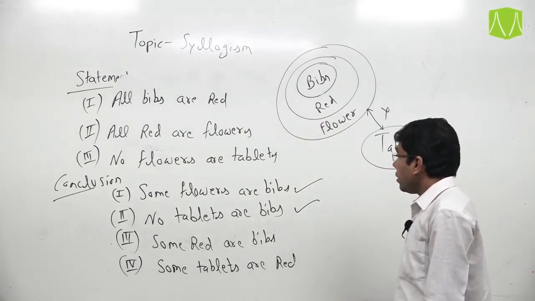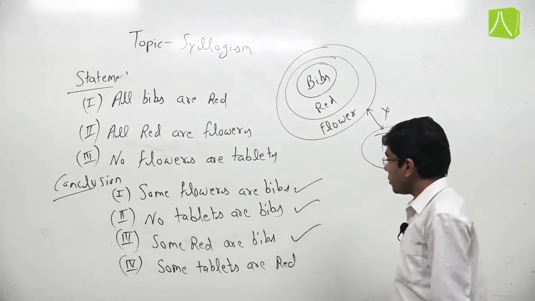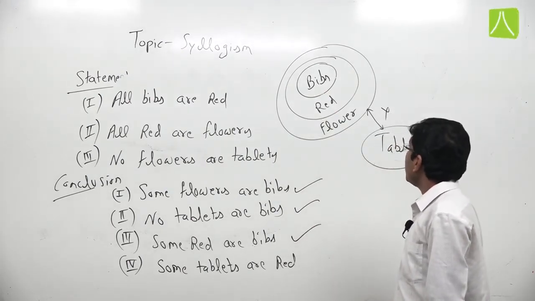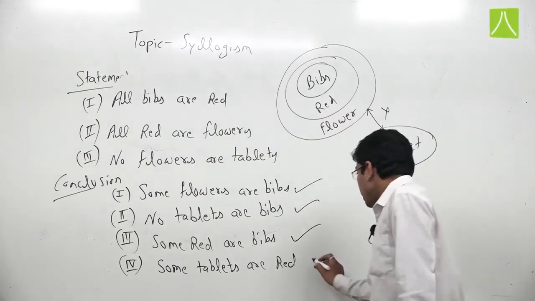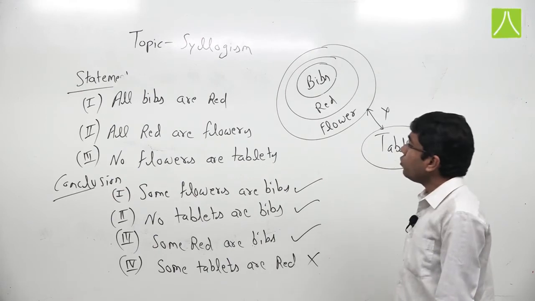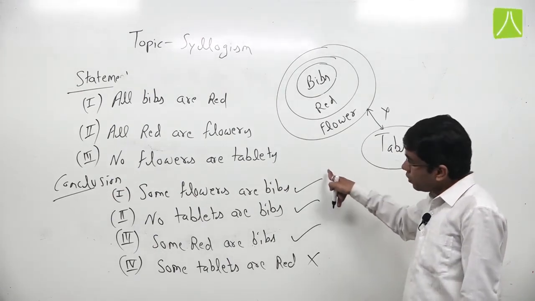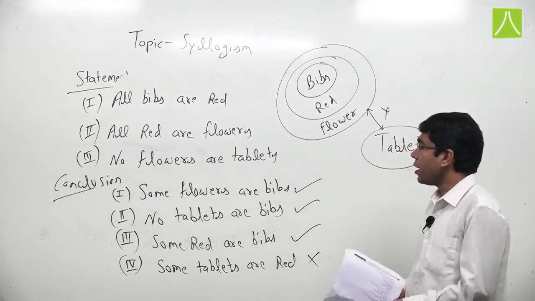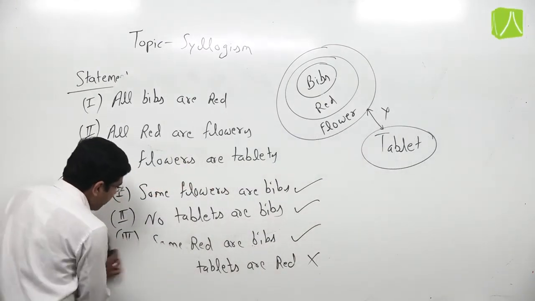So we can say that second conclusion is also correct, because the tablet and wives cannot be connected in any situation. Third is some red are wives. Obviously, red and wives are connected. Third conclusion is correct. Some tablets are red. It is a positive conclusion. Tablets and red is not connected. So our fourth conclusion is not correct. So for this question, our answer should be only first, second and third conclusions are correct. Fourth is incorrect.